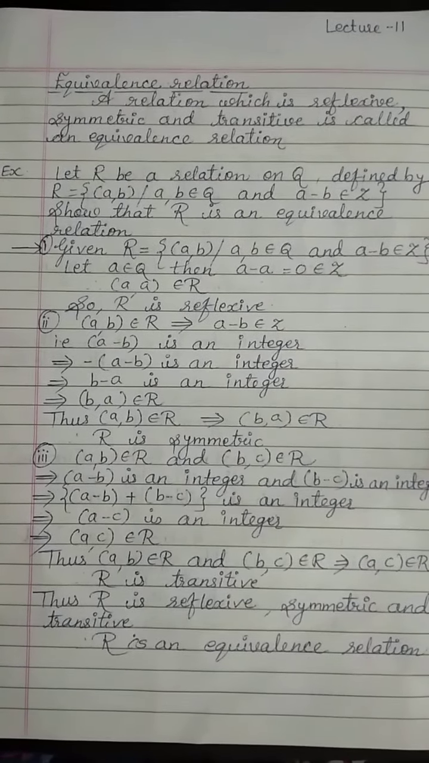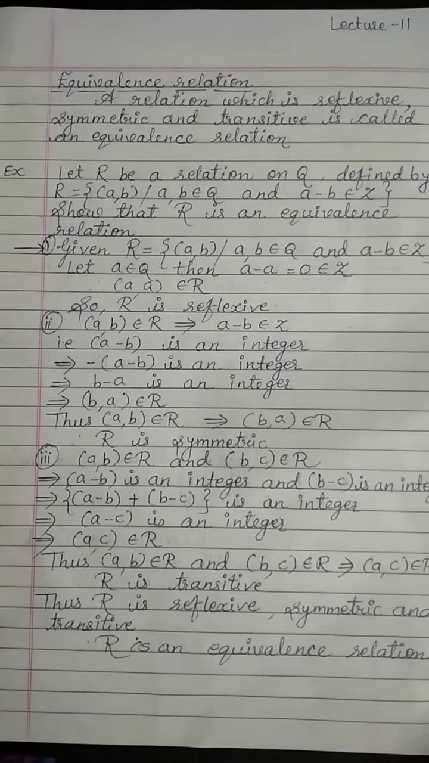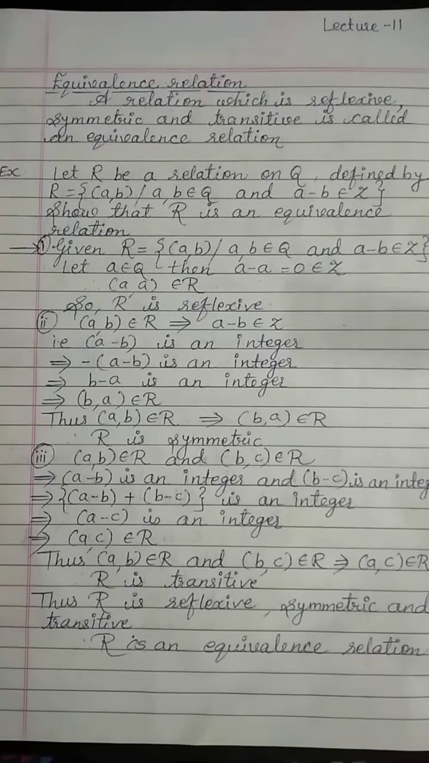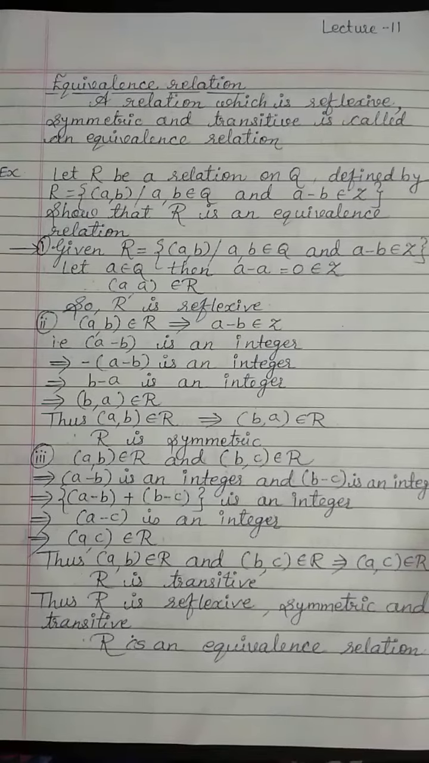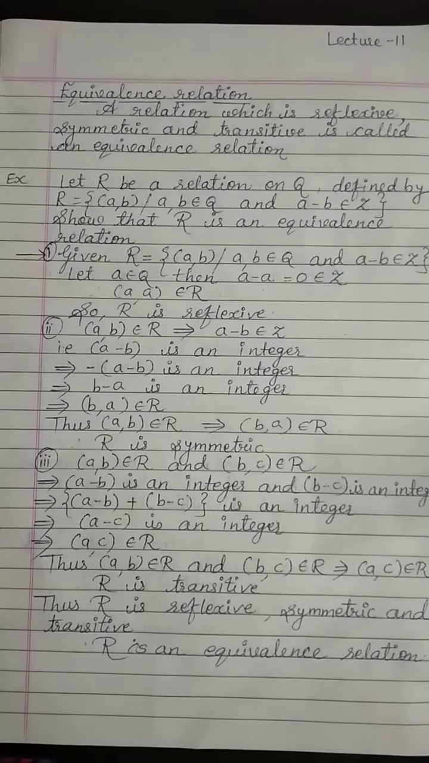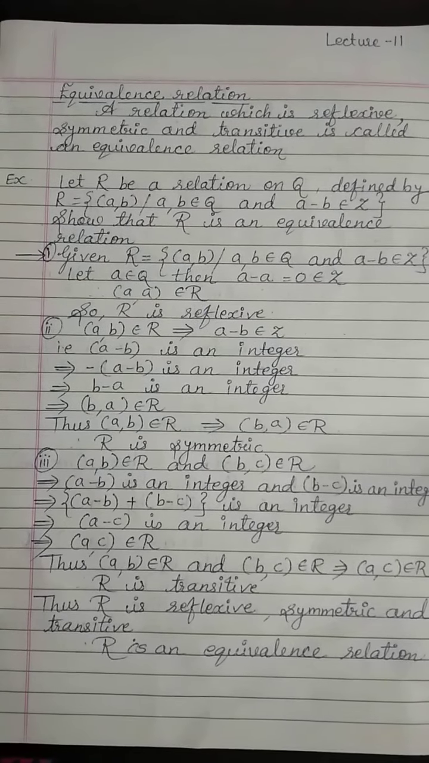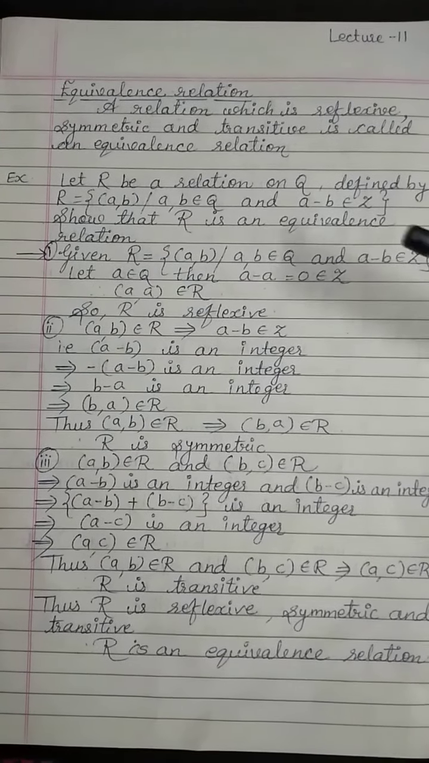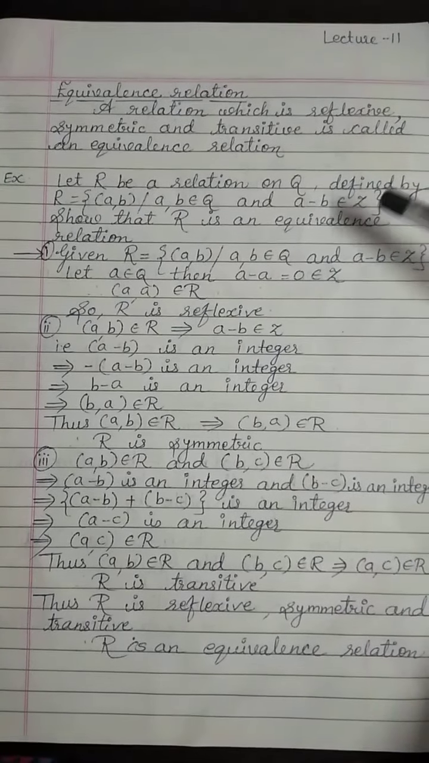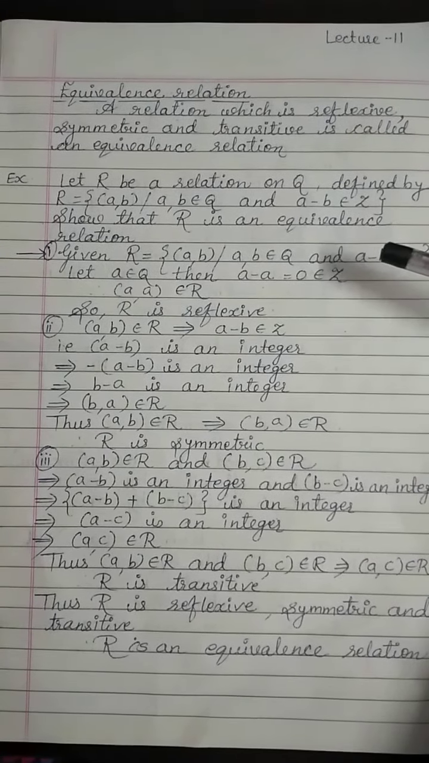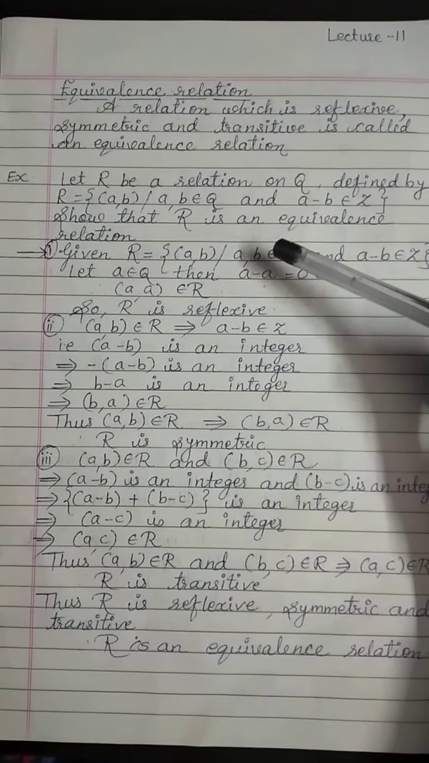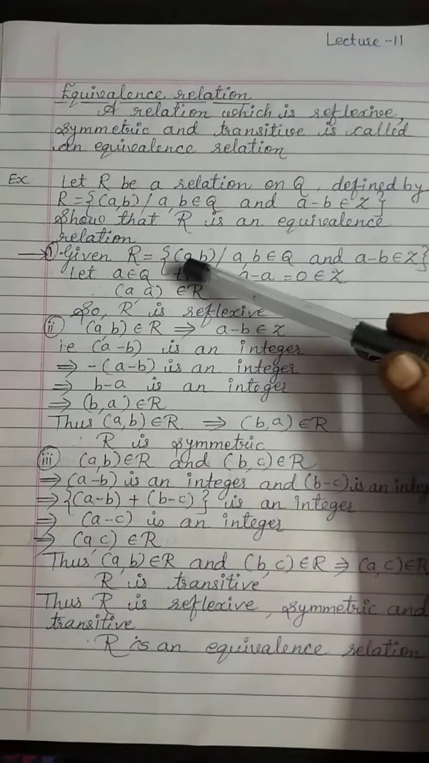Now here we have one example. Let R be a relation on Q defined by R is the set of all ordered pairs (A, B) where A, B belong to Q, that is rational numbers, and A minus B belongs to Z. Now here Z denotes the integers. Show that R is an equivalence relation.